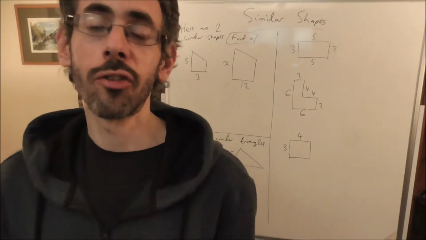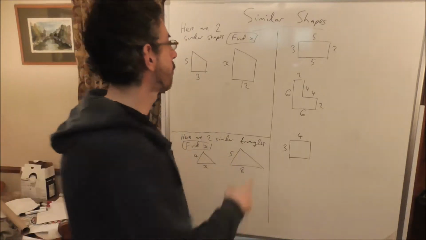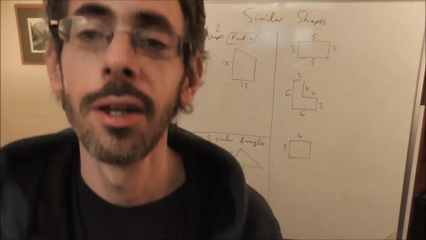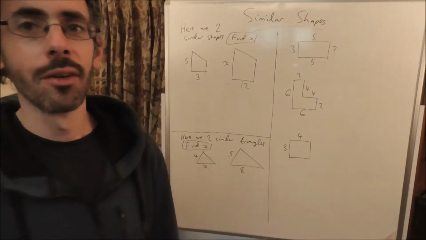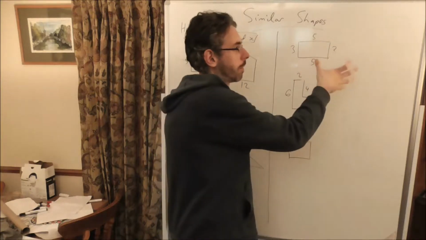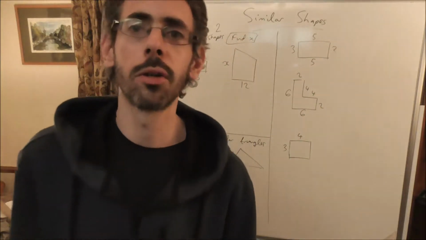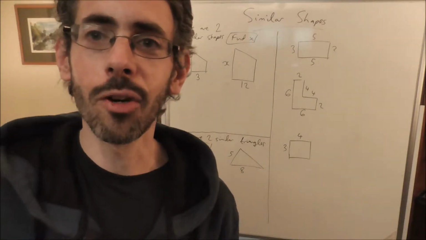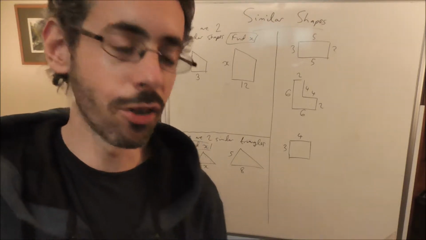Right, so welcome to this lesson on similar shapes. Before I talk about similar shapes, I'm just going to talk about how you enlarge a shape, which is useful for this topic. When you enlarge a shape, you just multiply all the sides by the same number. It could be any number. It could be 2, could be 3, could be 100. The number you multiply the sides by is called the scale factor of enlargement.